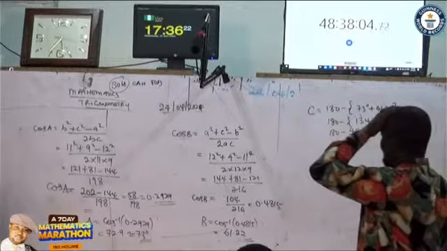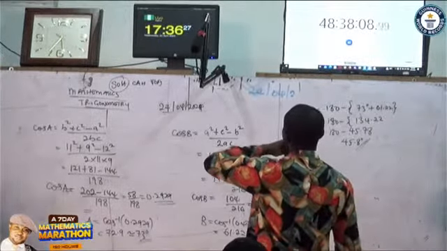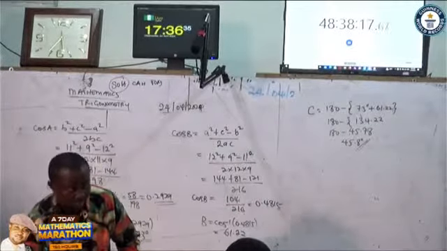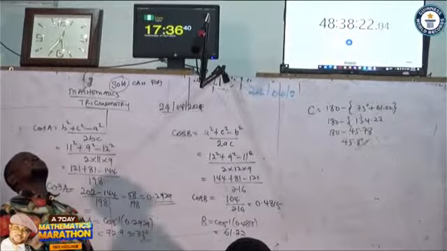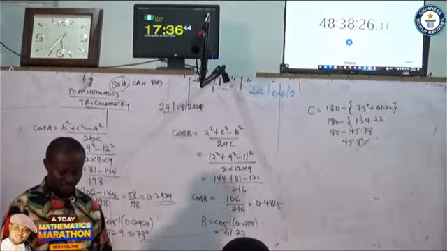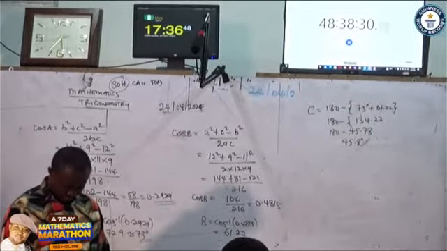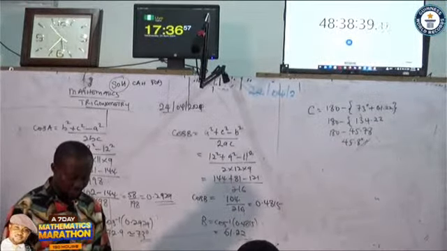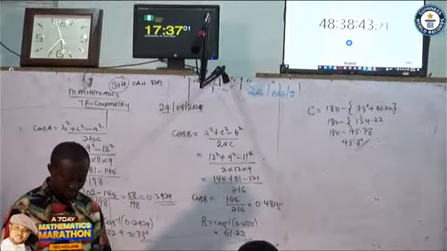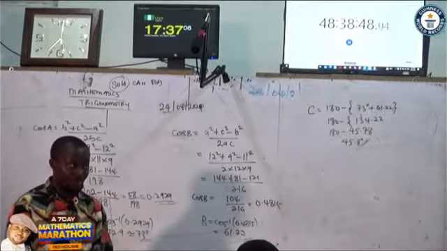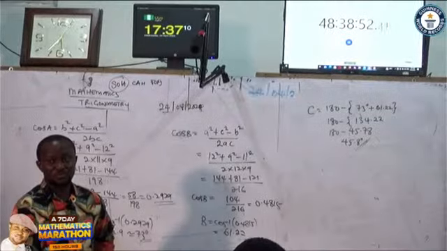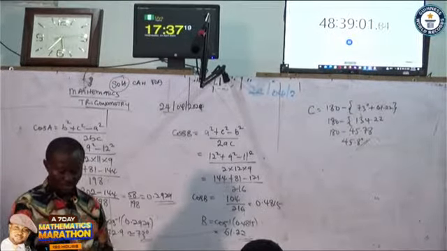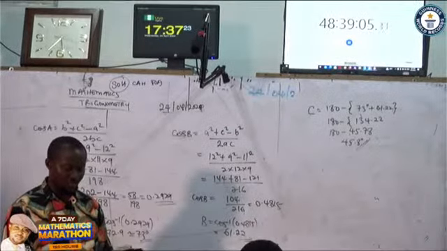All right. Now, we have been able to solve using the cosine rule and the sine rule, and now we want to talk about angle of elevation and depression.